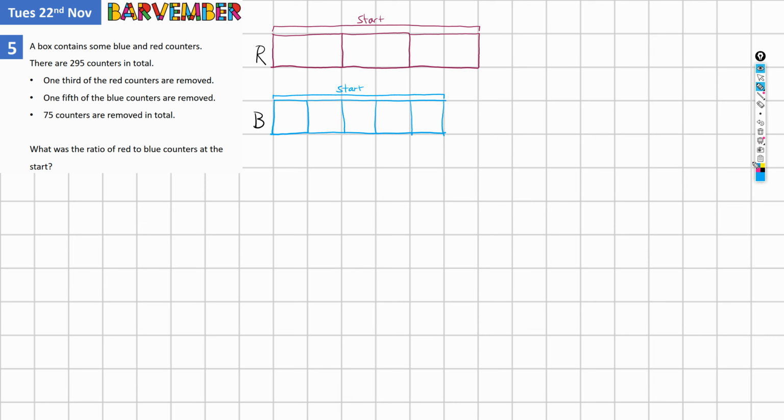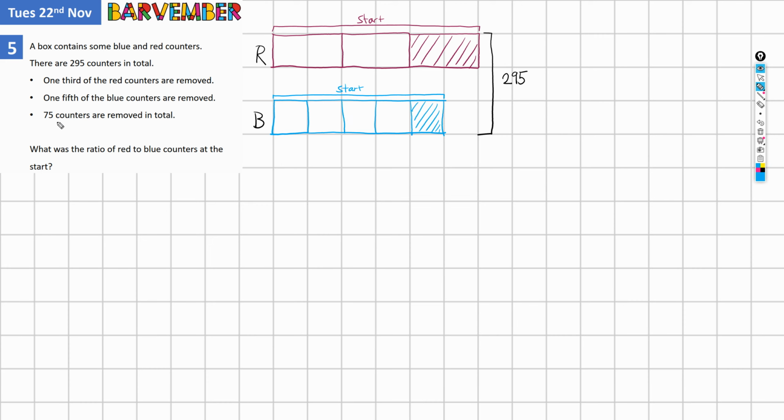And then what happens? Well, it says that 1/3 of the red counters are removed. So I'm going to do this. Actually, what I haven't done is I haven't said there are 295 counters in total, so 295. Okay, so that's my 295. 1/3 of the red counters are removed. That's what that represents. Okay, and then 1/5 of the blue counters are removed. So that's 1/5 of the blue.